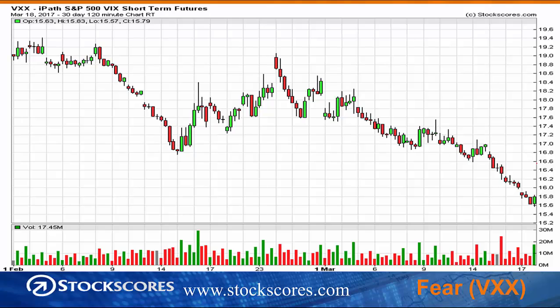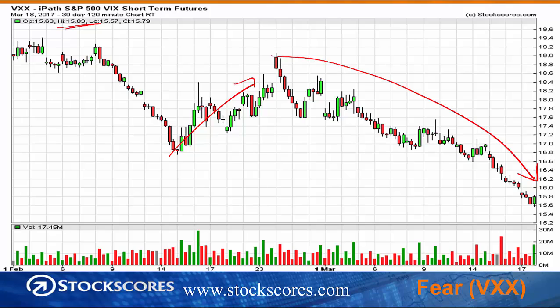Fear, really at a low. This is a very short-term 30-day, 120-minute chart, but you can see that the VIX just continues to go lower. It has these brief spikes. They don't last long. I would call this a market that is very complacent. It shows that investors aren't worried about anything, and that concerns me a little bit. If we do get a break of the upward trend line on the S&P 500, for example, I think you'll see money run into this quickly.